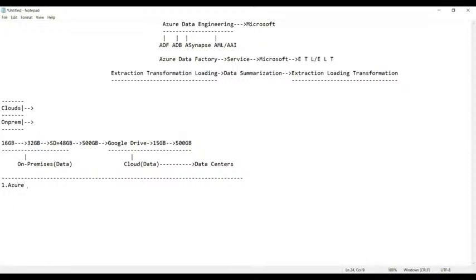Azure is from what? Azure is from Microsoft. Azure is from Microsoft. Azure is the first cloud provider.